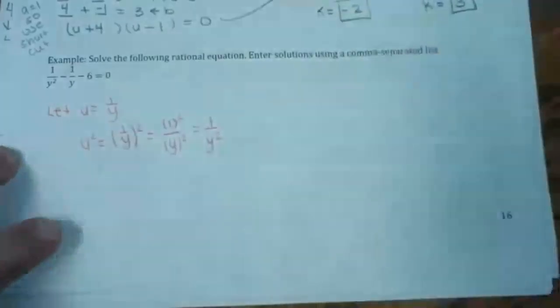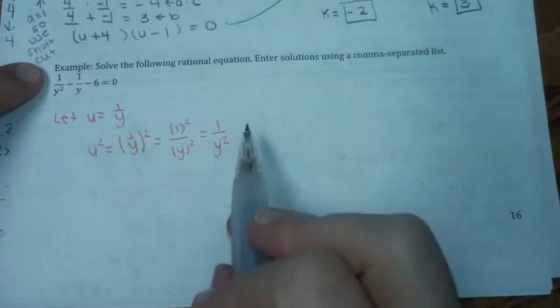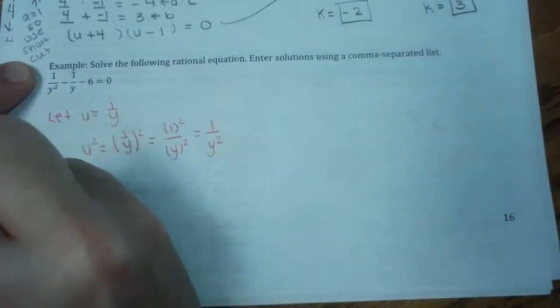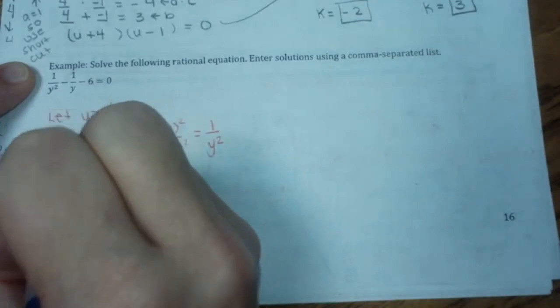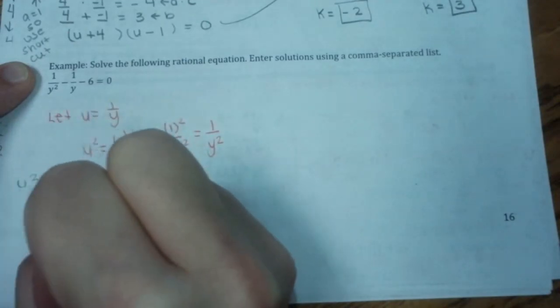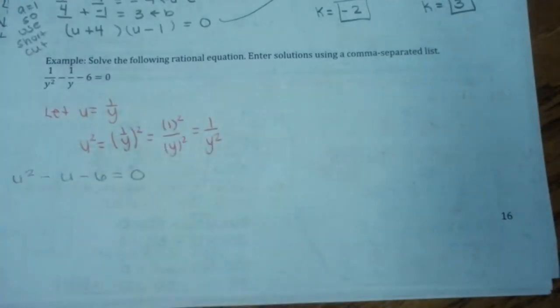So let's let u equal 1 over y. And that means u squared would be 1 over y squared. And if you square the top, square the bottom, that would give us 1 over y squared, which is this first variable. So 1 over y squared is the same thing as saying u squared, minus 1 over y, which is the same thing as saying u, minus 6 equals 0. So u squared minus u minus 6 equals 0.